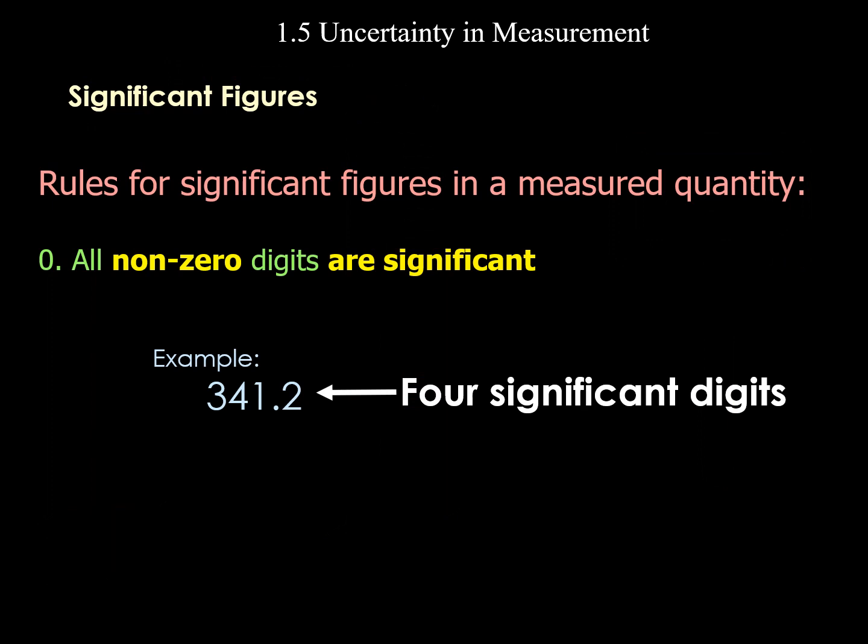There's a set of rules that we need to follow for the rest of the class and the rest of your chemistry careers. These are the significant figures rules. In this case, there are about 5 or 6 rules that we need to follow, and you'll become familiar with them through practice. So the first one is rule 0: all non-zero digits are significant. In this case, 3, 4, 1, and 2. 4 significant digits here.